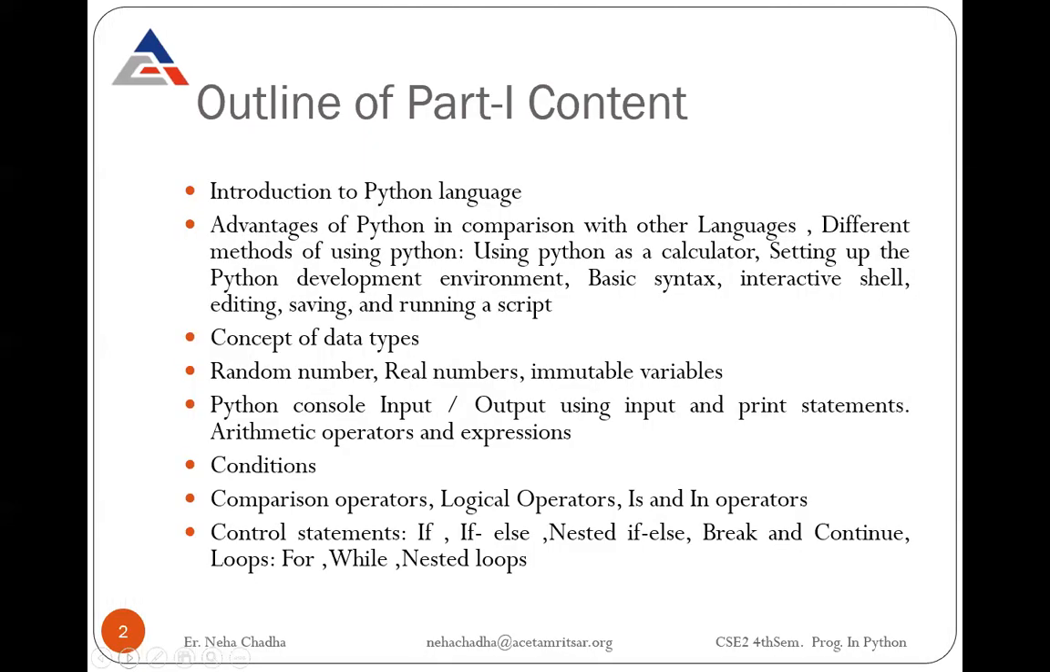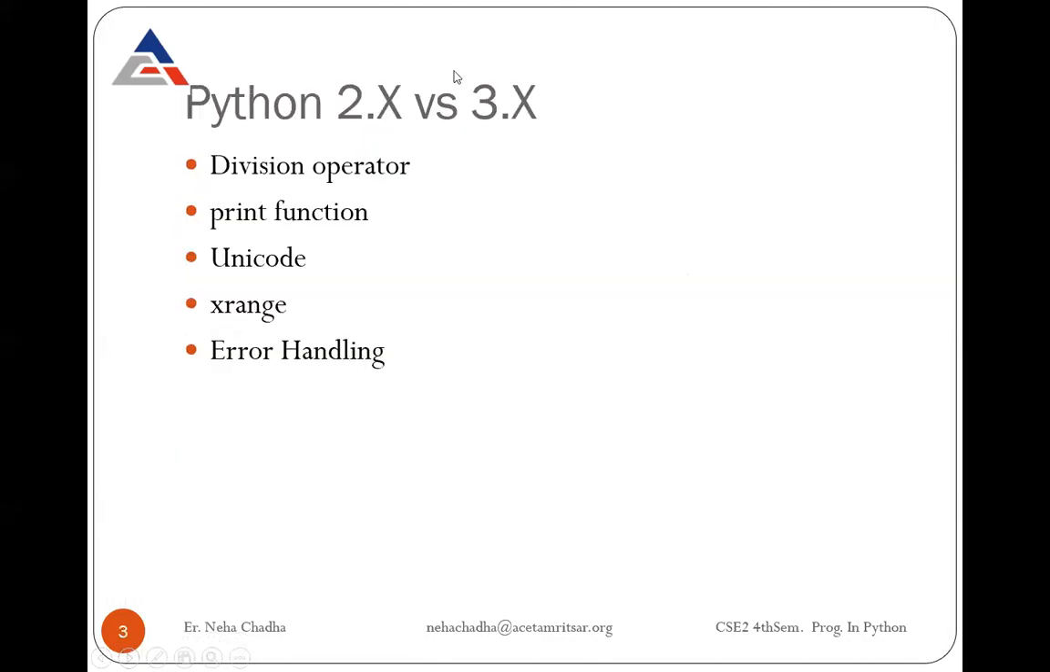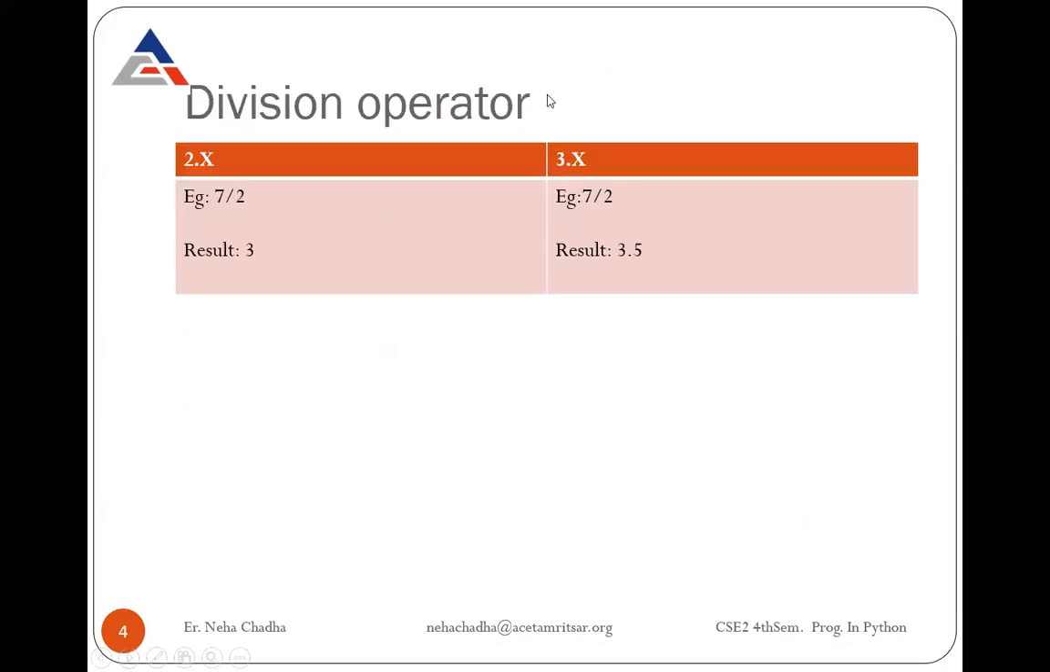In our Unit 1, firstly, we will cover differences between 2.x and 3.x. These are the main 5 differences criteria by which we can differentiate 2.x with 3.x. First is the division operator.